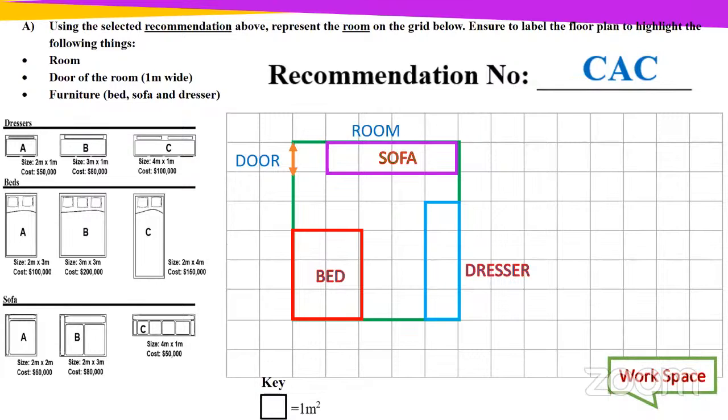Now, boys and girls, we have arranged our room. We chose our recommendation. We placed our furniture in our room and labeled our furniture. Let's move on to the next task. Task 2, boys and girls. Now it's time to string some lights.